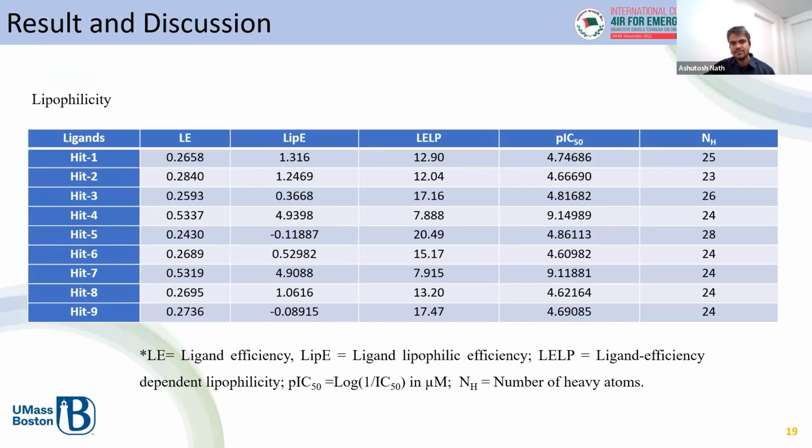Then the lipophilicity study and the pIC50 value. This is the predicted value, not the experimental value. This IC50 value is lower for Hit 5 and Hit 8 also. Hit 7 is higher, and Hit 4 is too much. A lower IC50 is good for a drug.